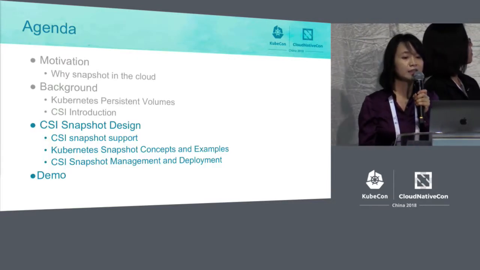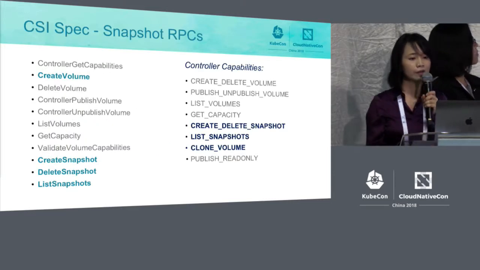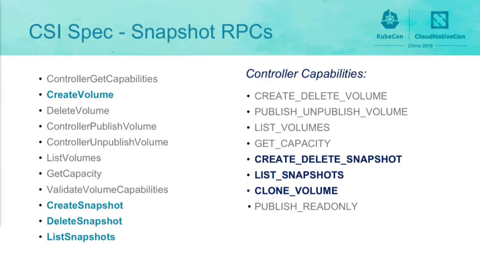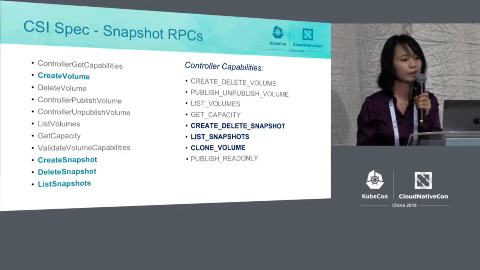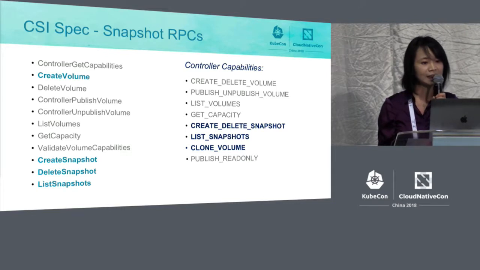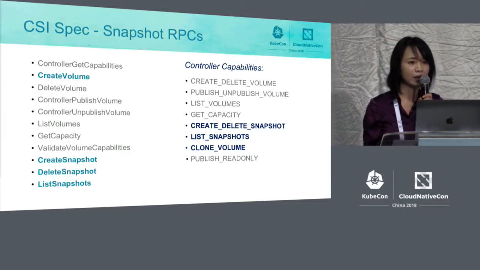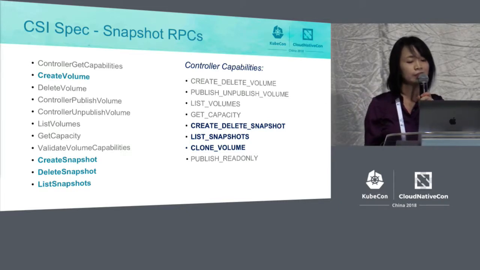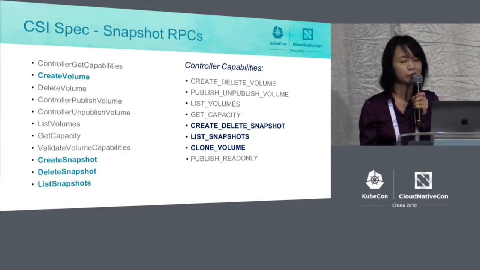So we'll be talking about the CSI snapshot design and the volume snapshot concepts in Kubernetes. There are 3 snapshot RPCs: create snapshot, delete snapshot, and list snapshots. If a plugin supports create, delete snapshot controller capabilities, then the plugin must implement create snapshot, delete snapshot, and create volume from snapshot. And if the plugin supports list snapshots capability, then it must implement list snapshots function. You can call list snapshots to query the status of a snapshot too, providing the snapshot ID as the filter. And also we just added the clone volume capability. So if that is supported, then the plugin must implement create volume from another volume.